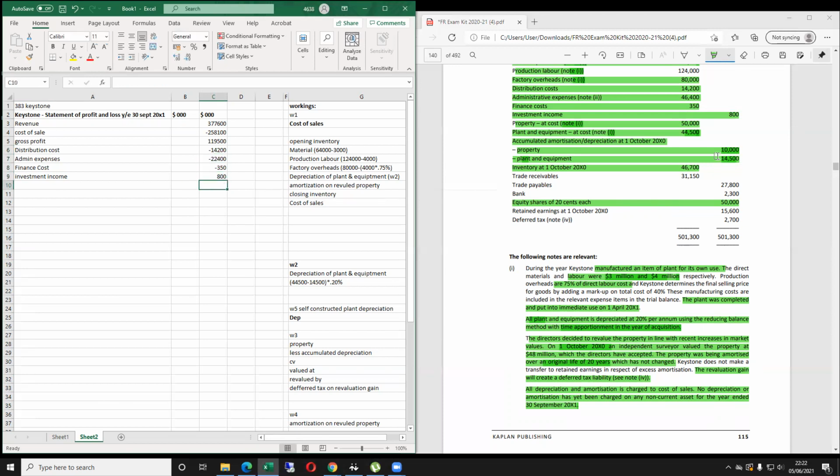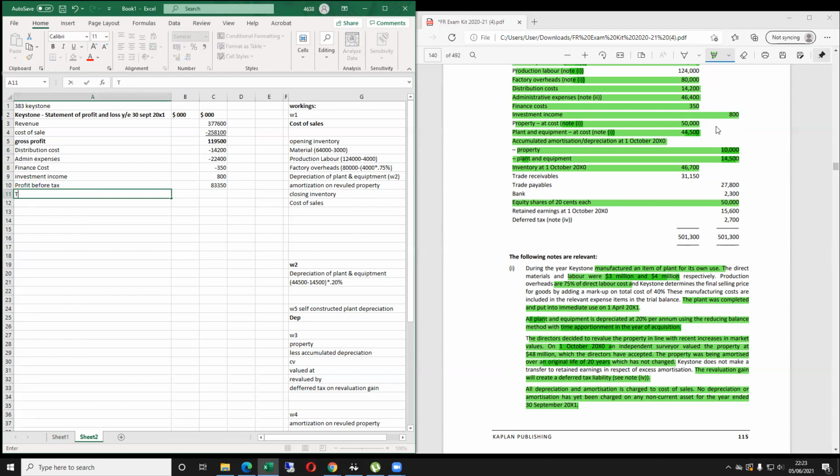This is what I'll do. You have to copy and paste. I'm just underlining this because this is our gross profit. From here we can do the sum formula. So sum is equal to this, and this is our net profit before tax.